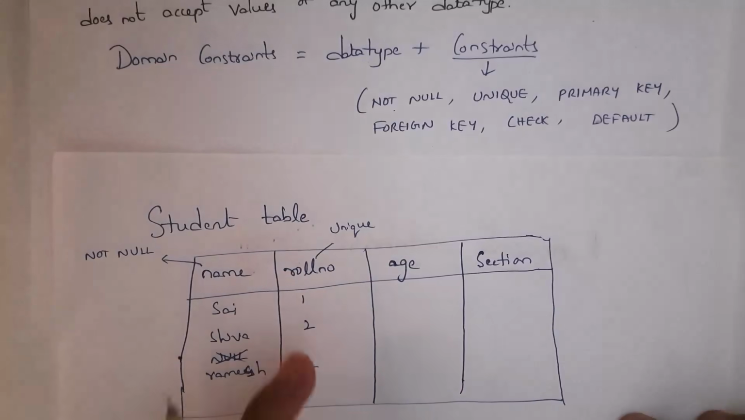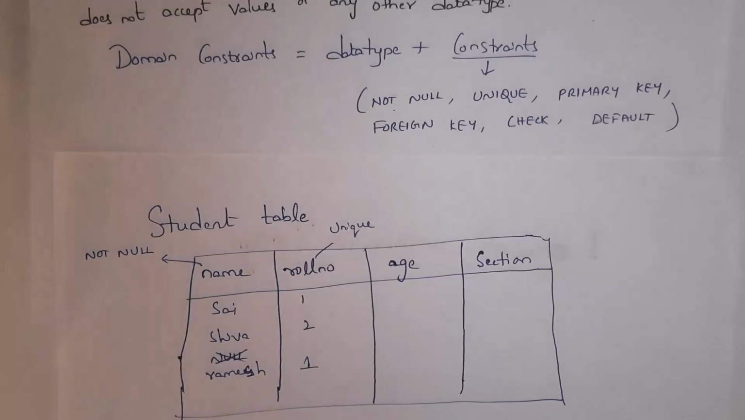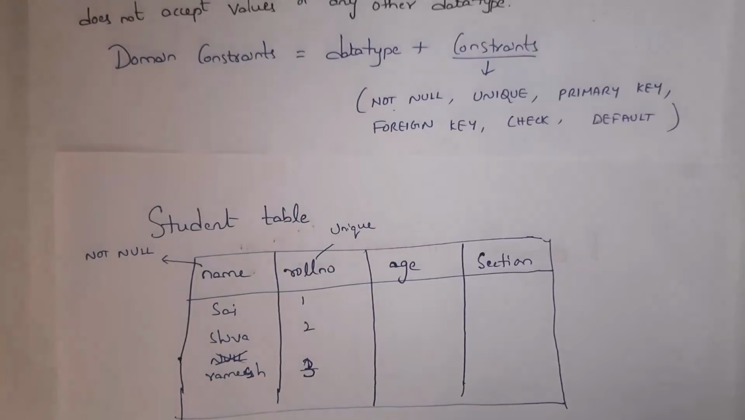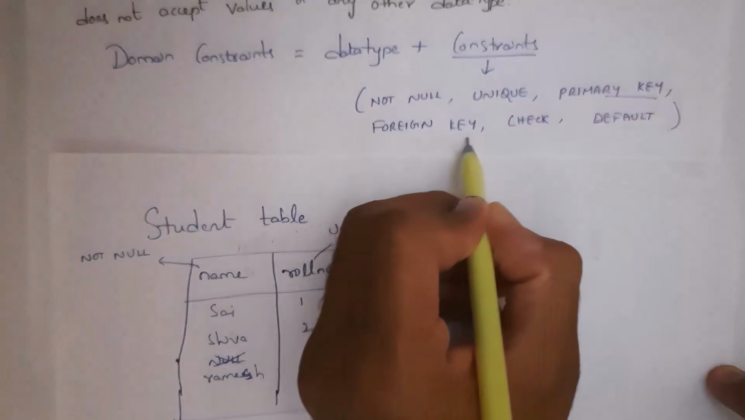So each and every value must be unique, that is, each and every value must be different. It will not accept duplicate values. So I need to take 3 here. Guys, at last I will explain the primary key and foreign key example.